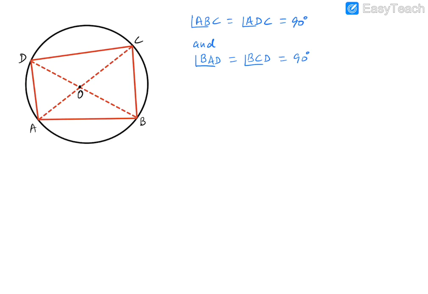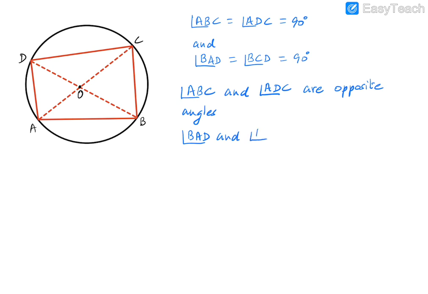So angle ABC and angle ADC are opposite angles. Similarly, angle BAD and angle BCD are opposite angles.